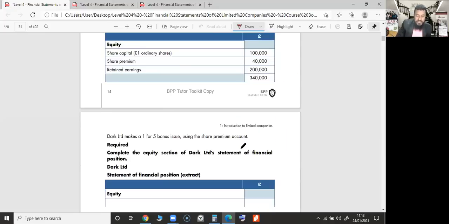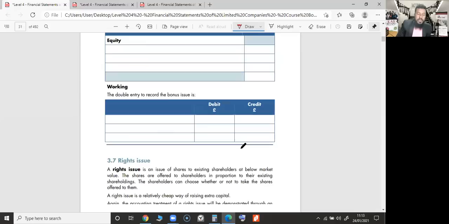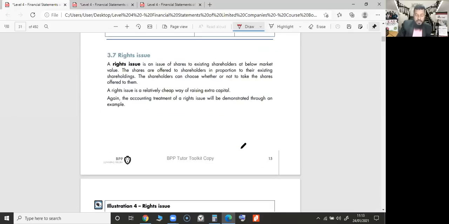I know you can do activity 3. I'm going to skip activity 3 because we're going to do rights shares. Do activity 3 at home. Quite a lot of homework we're going to give you.